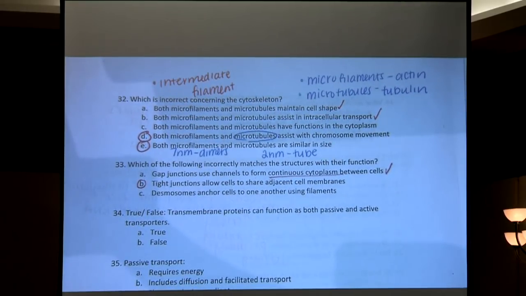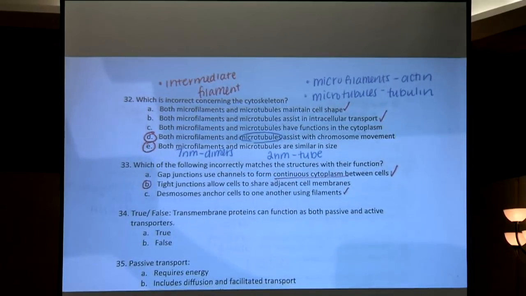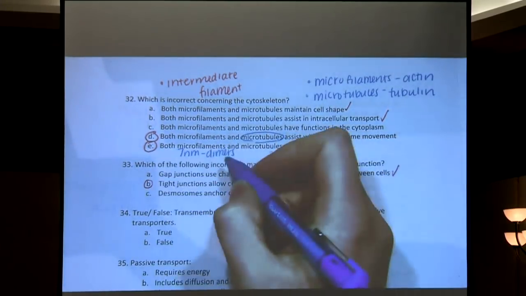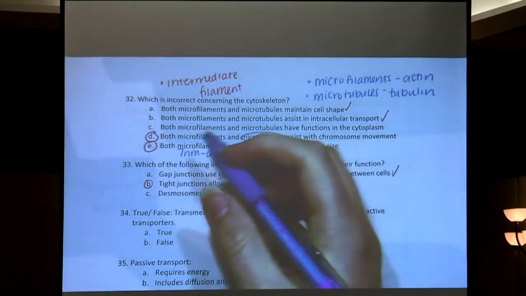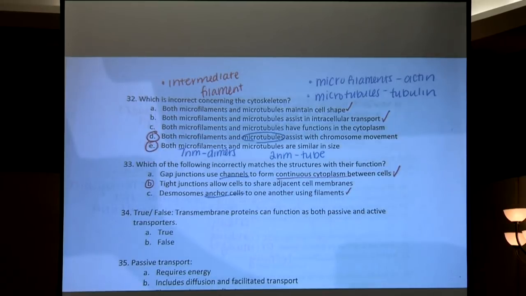Desmosomes, do they anchor cells to one another using filaments? What do we think? I see some head shaking, yes. So this one is also true. One of the best ways to remember this is that gap junctions are for channels, desmosomes are for anchoring, and tight junctions are to keep everything close and tight. All right.